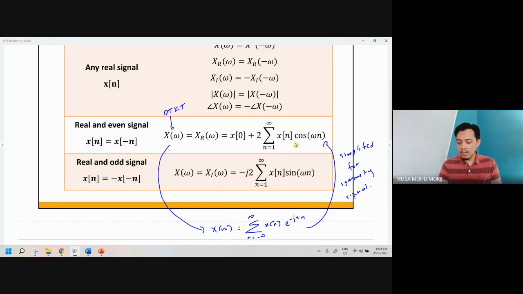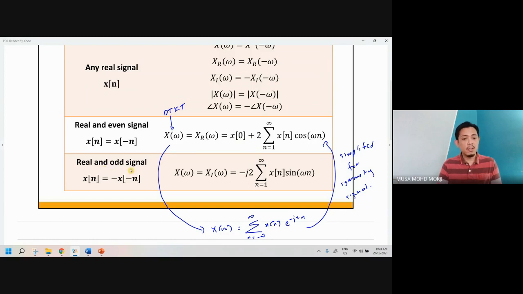So what is this equation? Instead of n from minus infinity up to infinity, you just need to do it from n equals 1 up to infinity. But then you need to multiply by 2 and then add x[0]. So we'll see one example of this later.